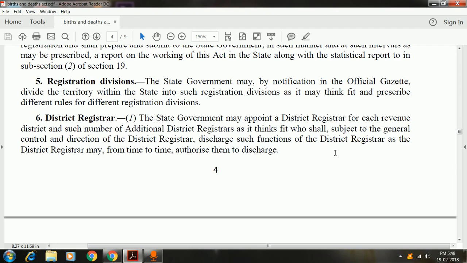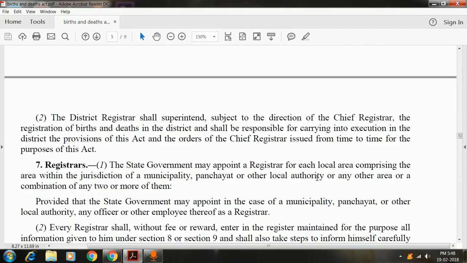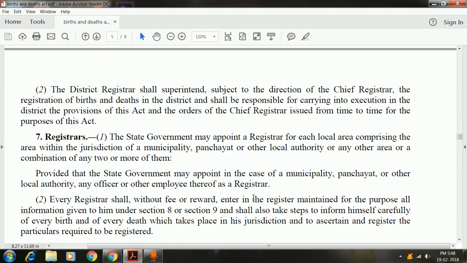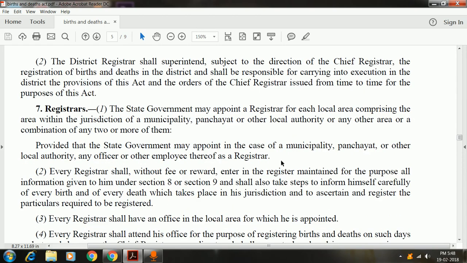There is also a district registrar that is appointed, that is a registrar subordinate to the state registrar for an individual district, who shall discharge the functions that have been bestowed upon him. He shall essentially control the subordinate registrars under him. Now, mostly a separate registrar altogether is not appointed. Generally, an officer of that government is bestowed with additional responsibilities under this act.